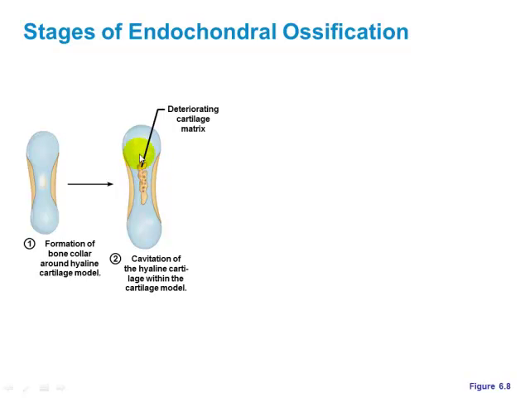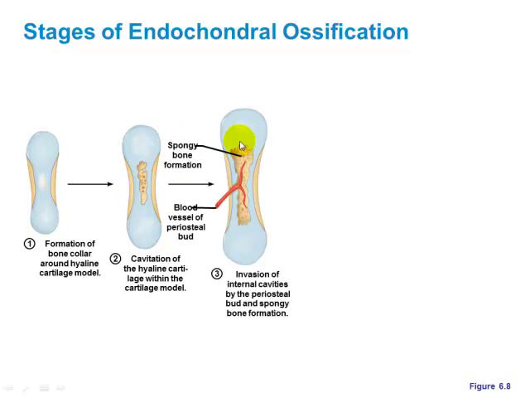There will also be some deterioration of the cartilage matrix as this spongy bone is being formed. As time continues, this will actually create a cavity, which will become that medullary cavity. Okay. So you can see, we see the opening occurring here. This early on, we're going to start seeing vascularity. Right? We're going to start seeing the invasion of this bone with blood vessels.